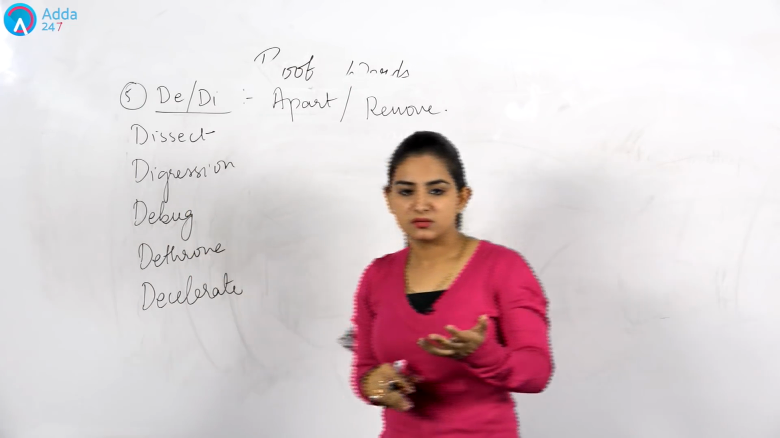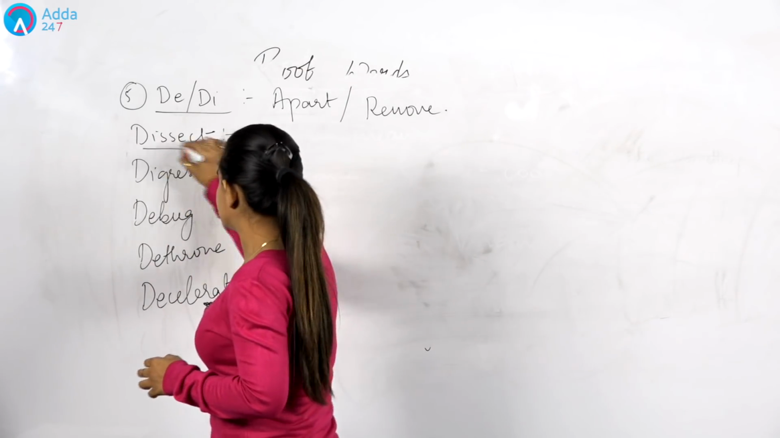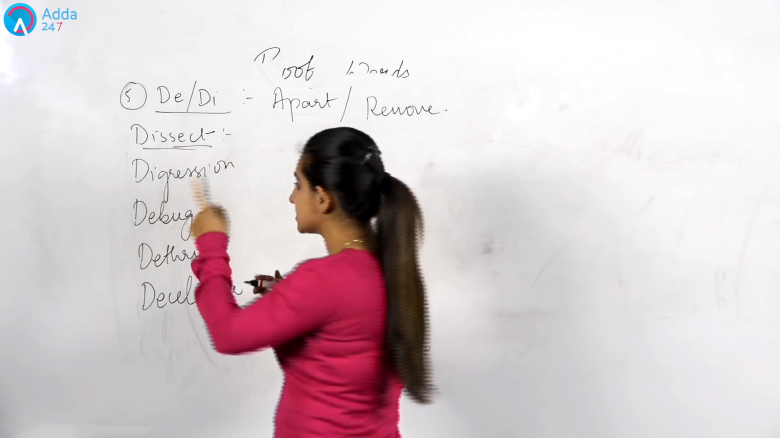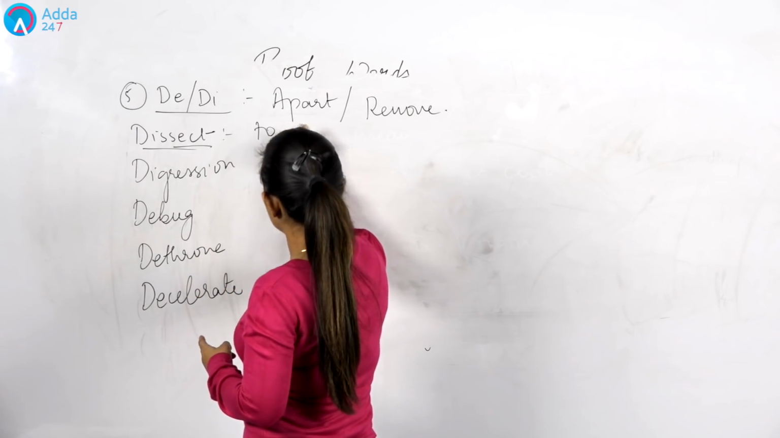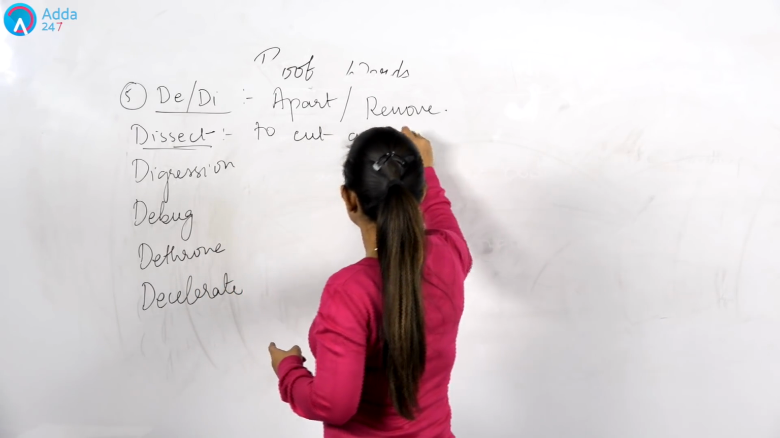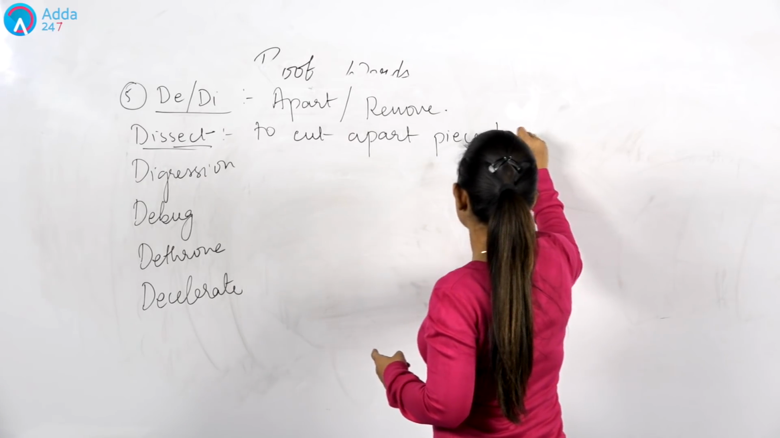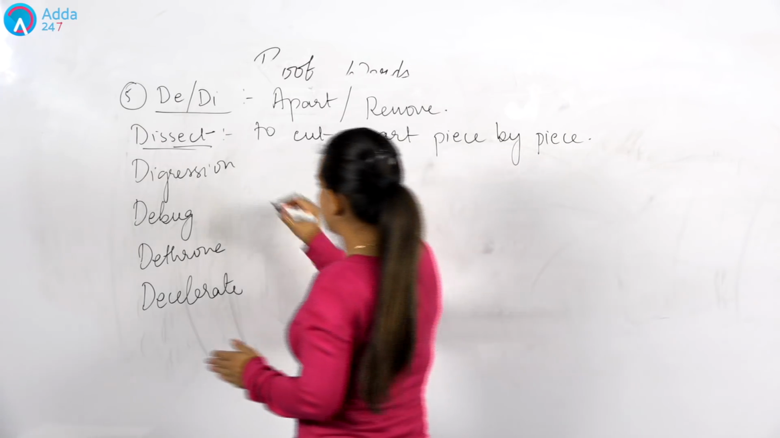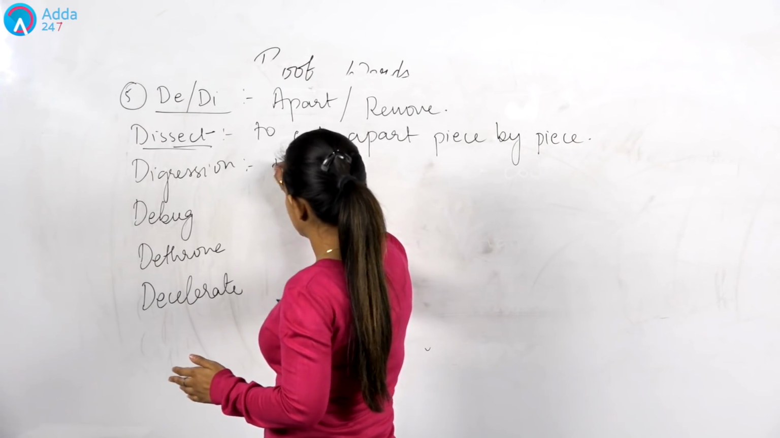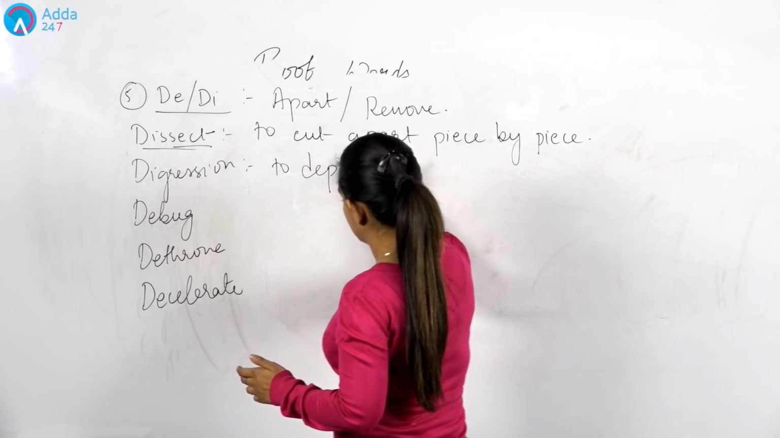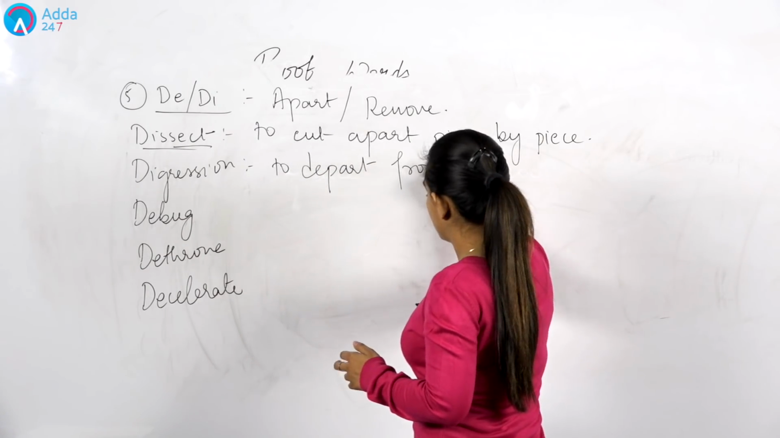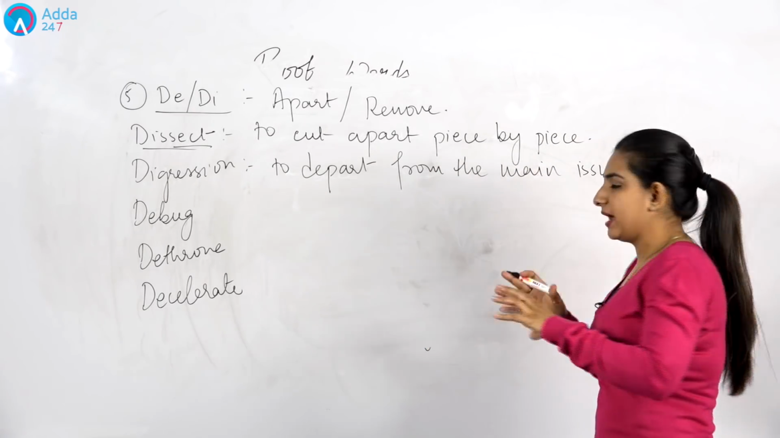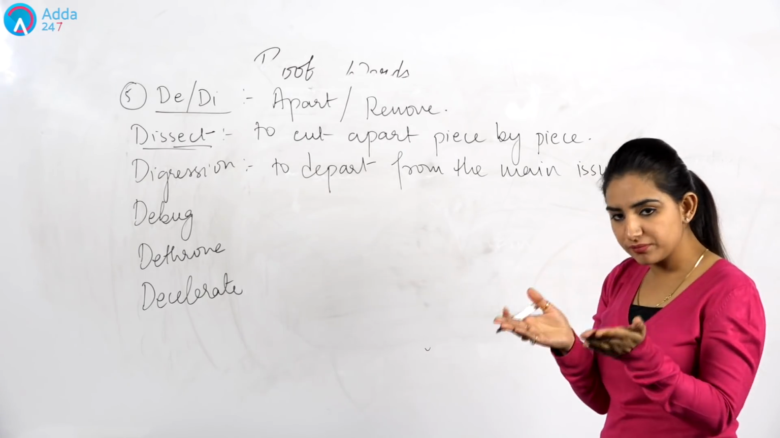So what does this mean? The first word is dissect. Sect means to section something, and di means apart. So it means to cut apart piece by piece. Then I have digression. Digression means to depart, a departure from the main issue. When we do not discuss the main issue, when we divert from it, that is what we mean by digression.